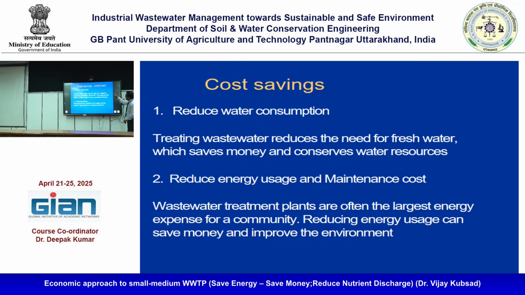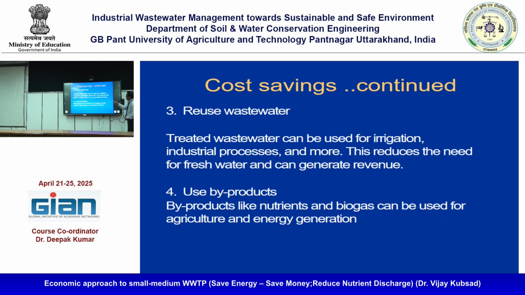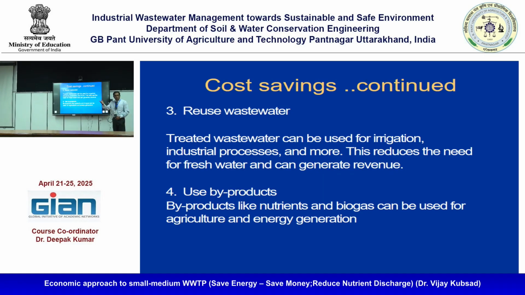So reuse of wastewater we have discussed many times, right? Use of byproducts. We also talked about byproducts like sludge which is generated, free from metals and contaminants. I'm giving you the various avenues by which you can reduce the cost, right? That will be an additional revenue for running the wastewater treatment plant. You should think economics, right?